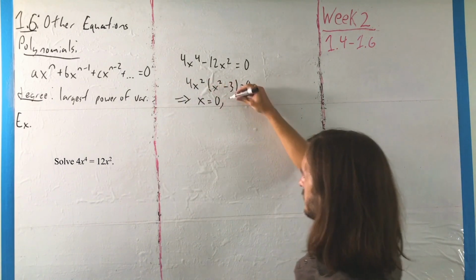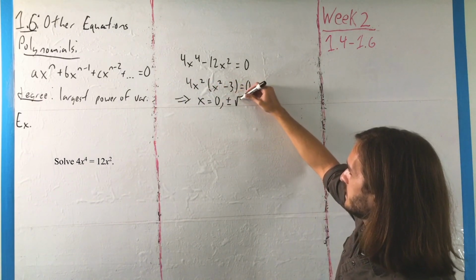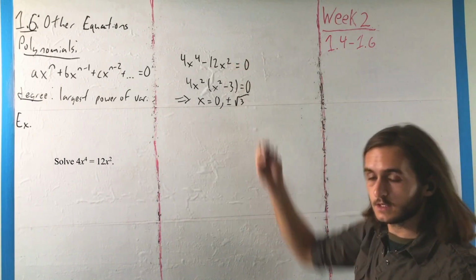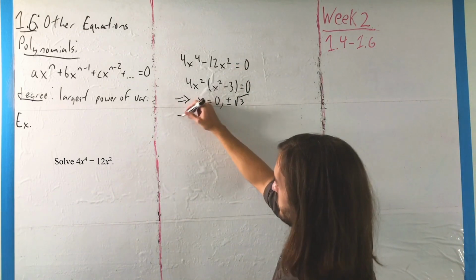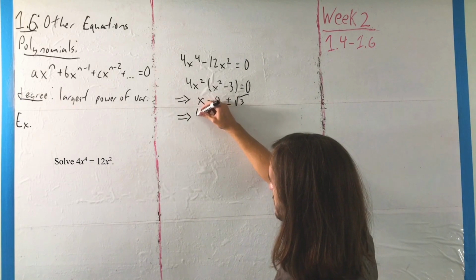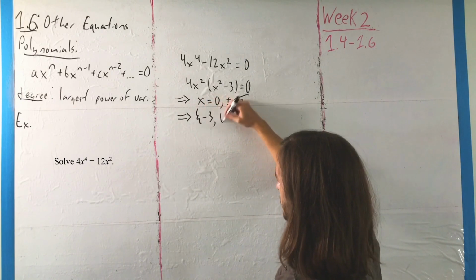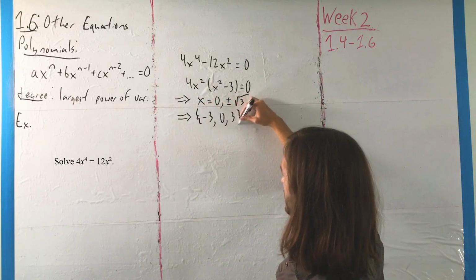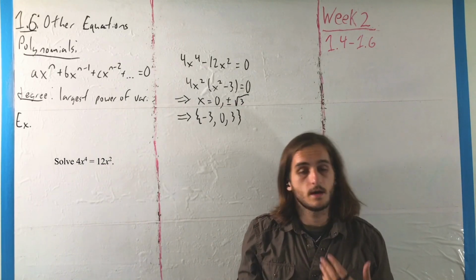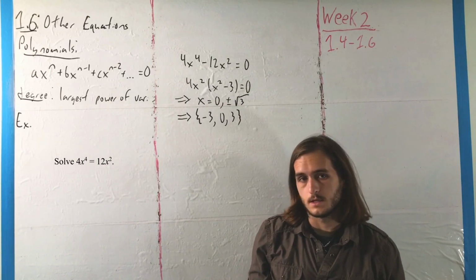or, from there, x is plus or minus root 3. Because you pull the 3 over, take the square root, you get plus or minus root 3. So if we wanted to write this as a solution set, we would have the values negative root 3, 0, and root 3, following a basic factoring scheme.